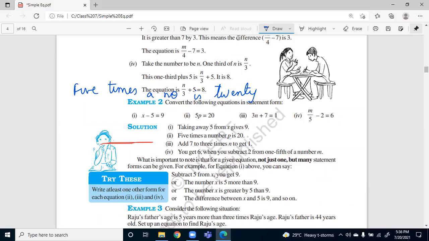Ma'am, I'm very sorry I got disconnected. Okay, no problem. Rakshita, we are doing the third part now. See, this is the equation and we have to convert it into a statement.